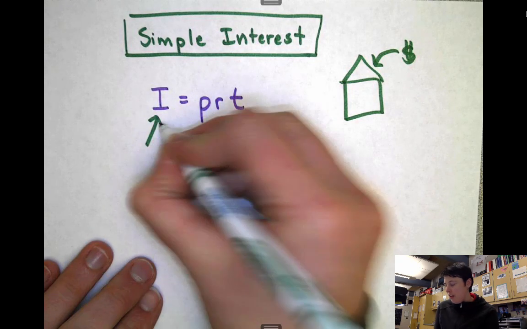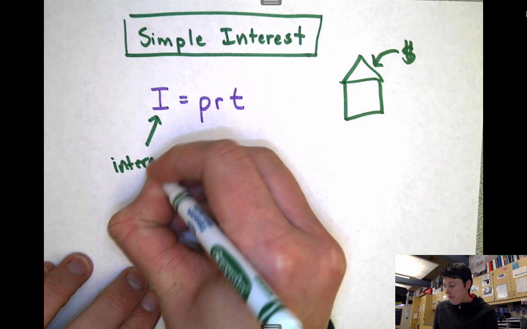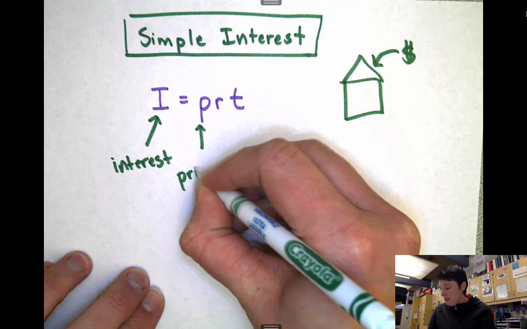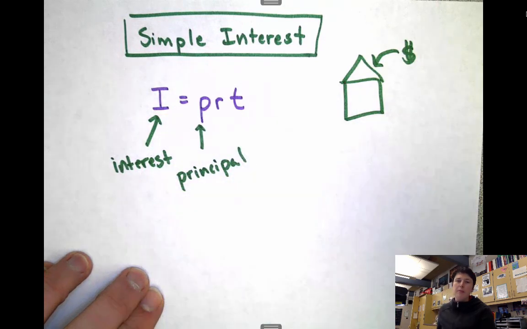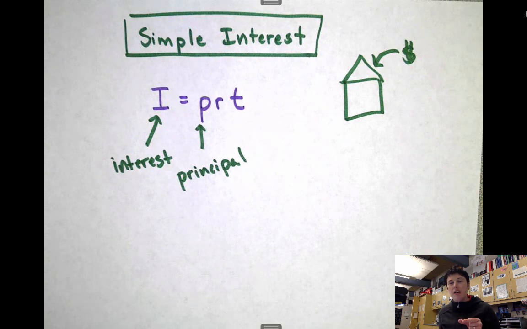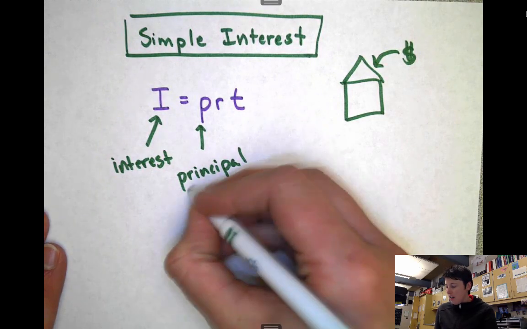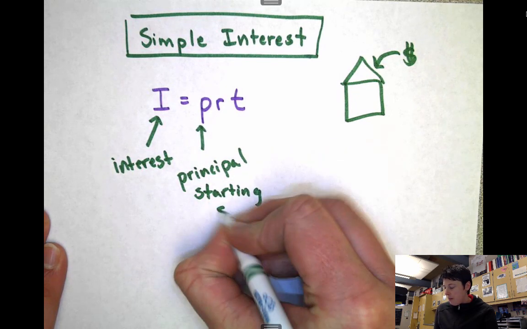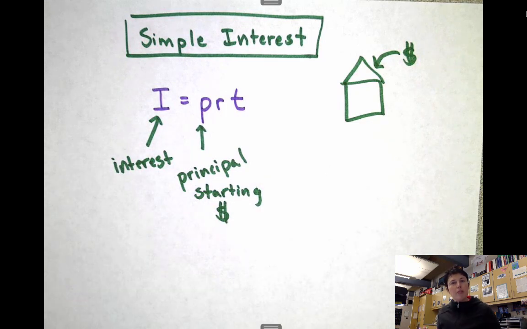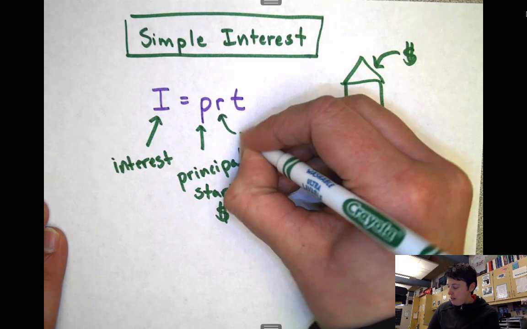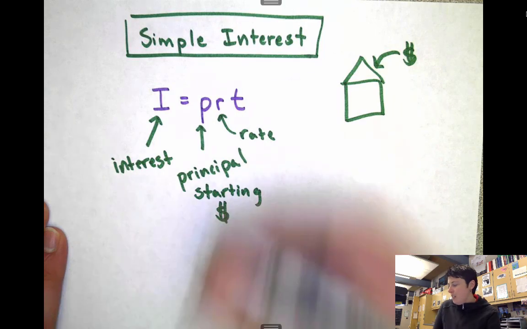So I, we'll draw an arrow here, stands for interest. P stands for what we say is principal. And when I say principal, I don't mean like principal of an elementary school or middle school. In the banking world, a principal means the original dollars. It's the amount of money that you're starting with. So under that, let's write starting dollars. Principal is just the banking way of saying it's the money that you start with. R here stands for rate, and T stands for time.